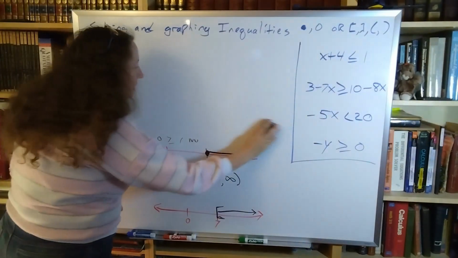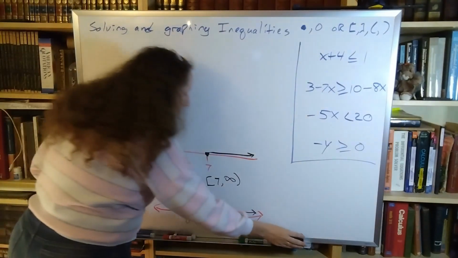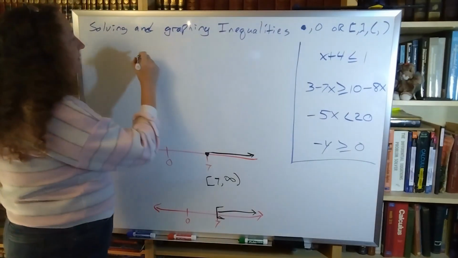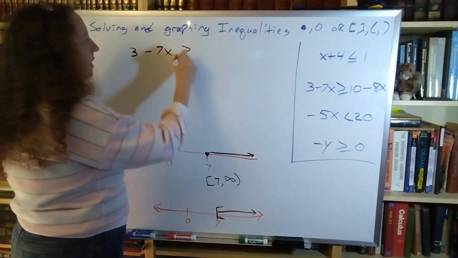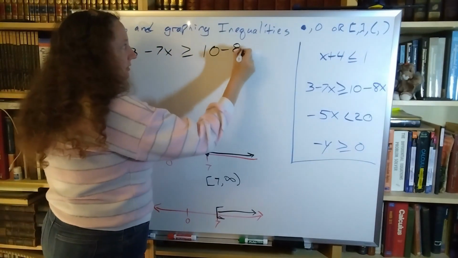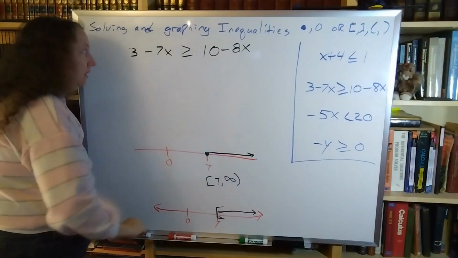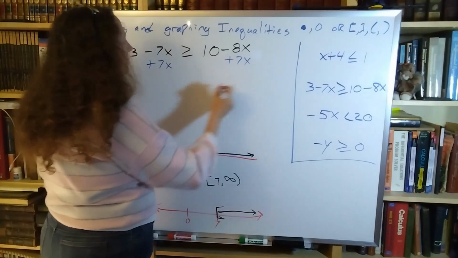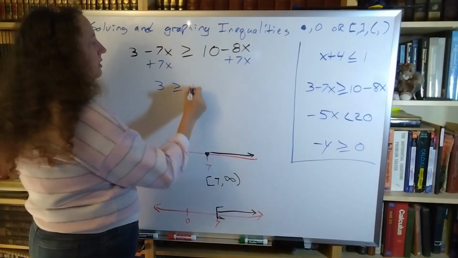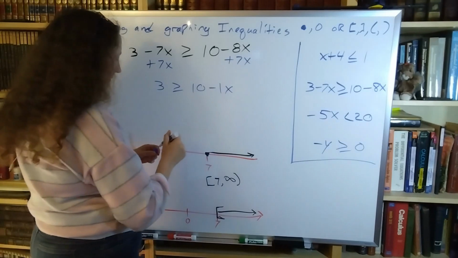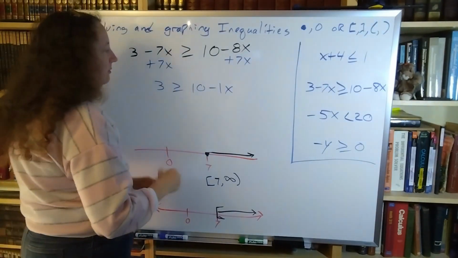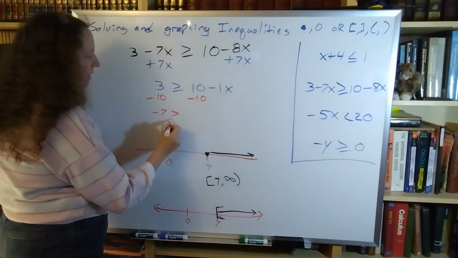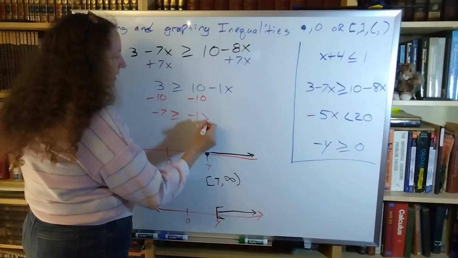Now, with this one, there was another way that I could have done it. It would end up the same. So I'm going to leave that work there. And I'm going to do this another way. We still have the same 3 minus 7x is greater than or equal to 10 minus 8x. But this way, I'm going to add my 7x over. So now I have 3 is greater than or equal to 10 minus 1x. Move my 10 over. Now I have negative 7 is greater than or equal to negative 1x.